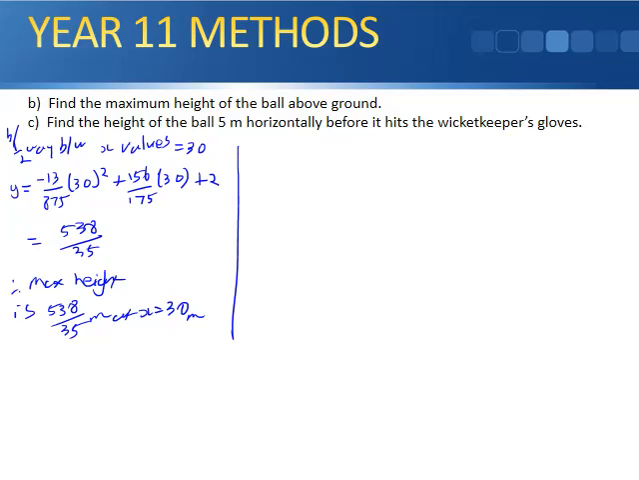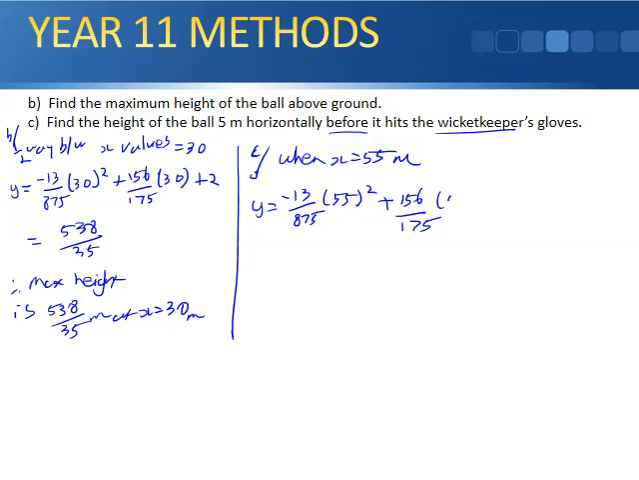My part C, I'll do over here. Find the height of the ball 5 metres horizontally before it hits the wicketkeeper's hand. Now the wicketkeeper, remember, is 60 metres away. So 60 metres minus 5, we're looking at x equals 55. So when x equals 55 metres, we substitute that in, we get y equals negative 13 over 875 times 55 squared, again I'm going to do this on the calculator, plus 156 over 175 times 55 plus my 2, and I get y equals 213 divided by 35 metres.